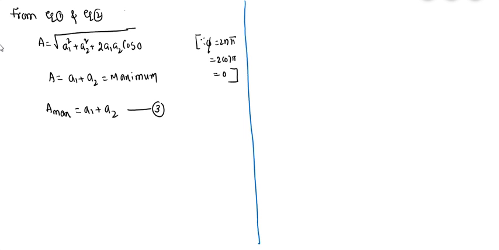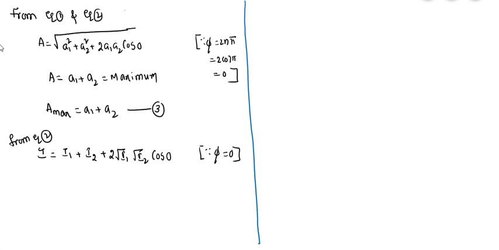The intensity also becomes maximum in the bright band. At the bright band, the resultant intensity is I equals I1 plus I2 plus 2 root I1 root I2 cos phi, from equation 2, where we write phi as 0.